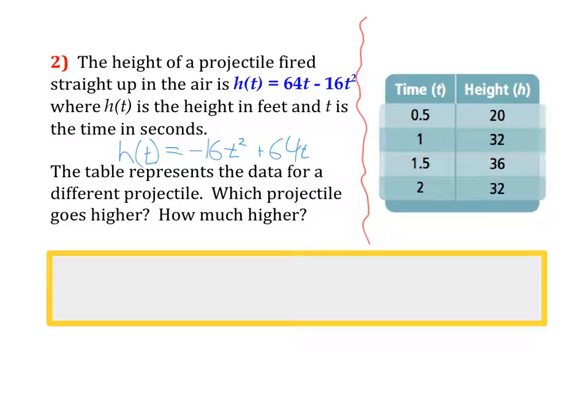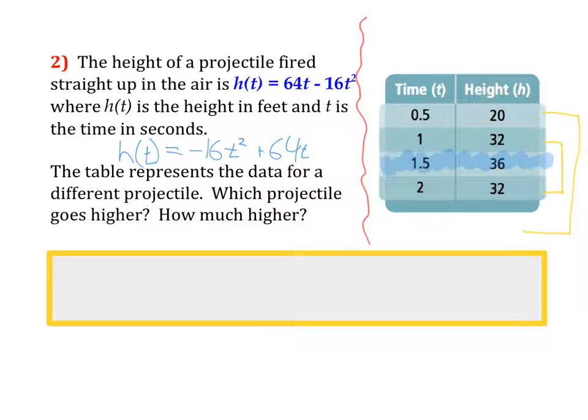Let's talk about the table, though. Here, I don't have a function. Instead, I've got a table of values, and I'm trying to find the vertex. Well, as I'm looking through, I'm noticing the number 32 shows up twice, which then means the number 20 would probably show up down here. So that means whatever's smack dab in the middle, that's going to be my vertex. So my vertex is going to be, sorry, not 15, 1.5, 36.